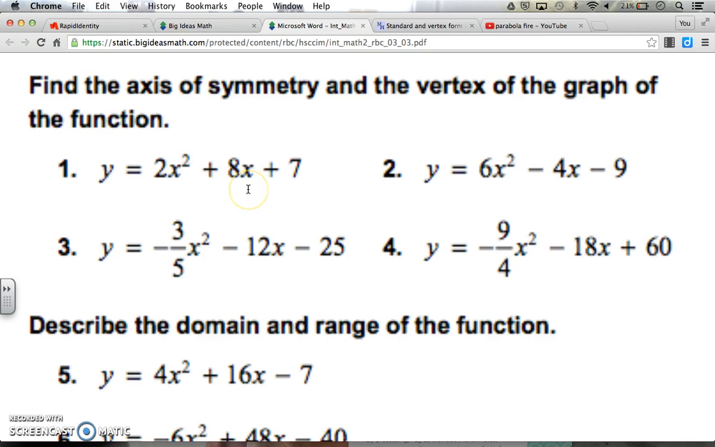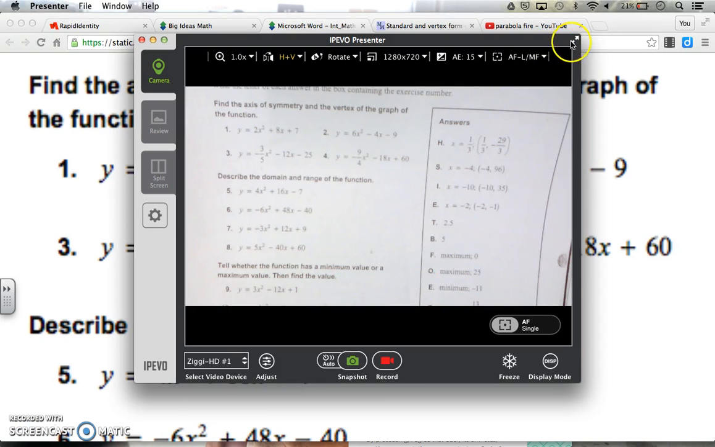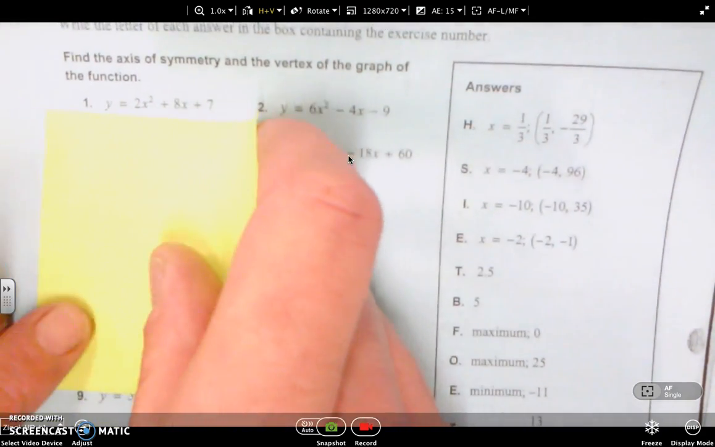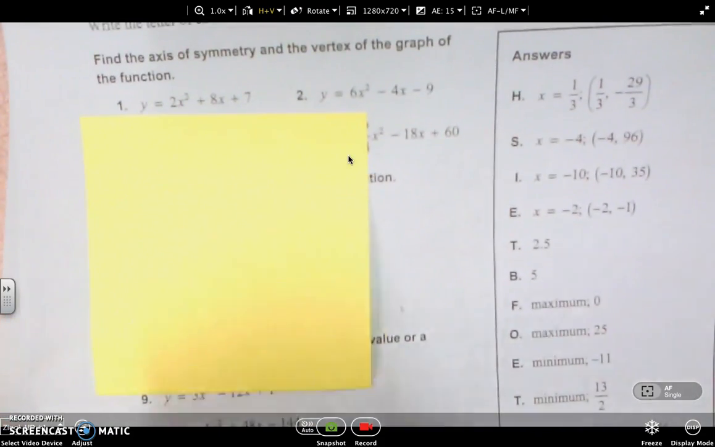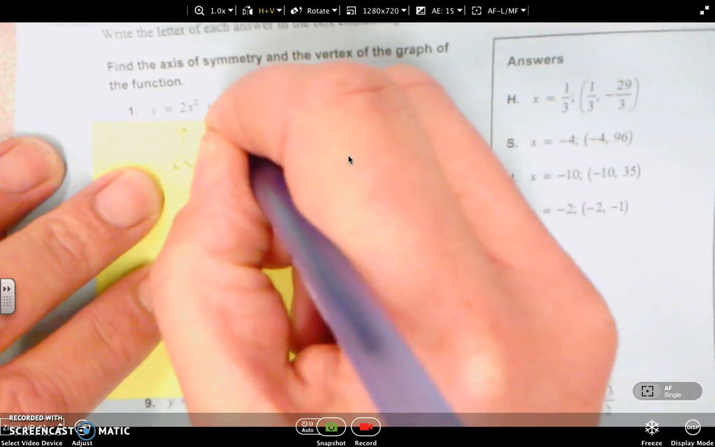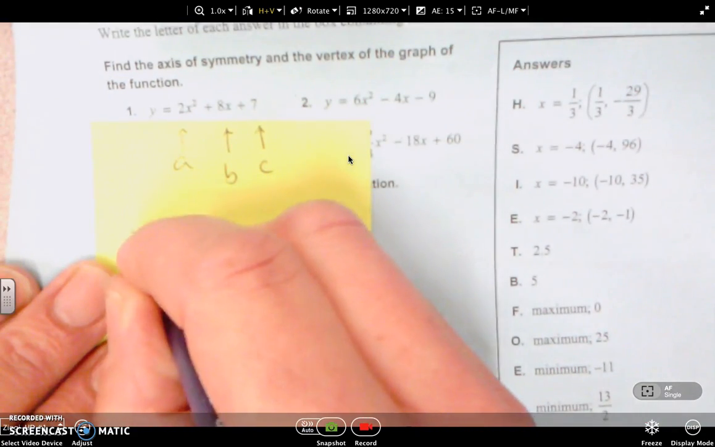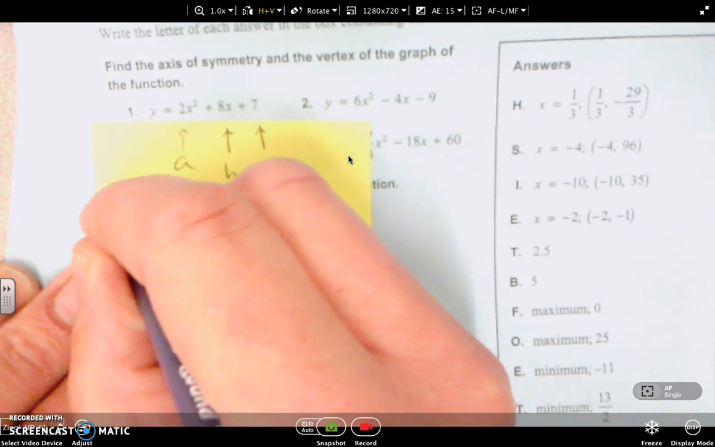Let me go ahead and pull this up, and we'll try and work through it. Alrighty, so there it is. There's number one. I'm going to put a little paper here, and we're going to try and do number one together. The first thing is, the 2 is your a, the 8 is your b, the 7 is your c. Those are your values. The symmetry line is going to be given by negative b over 2a.